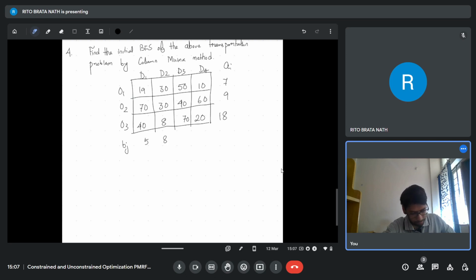5, 8, 7, 14. So I didn't check one thing in the previous problem, whether it's a balanced transportation problem or not. So let me quickly do that here. So this sum is 34, and here also it's 34. So this is balanced. If it is not balanced, then you have to balance it using extra rows or columns.